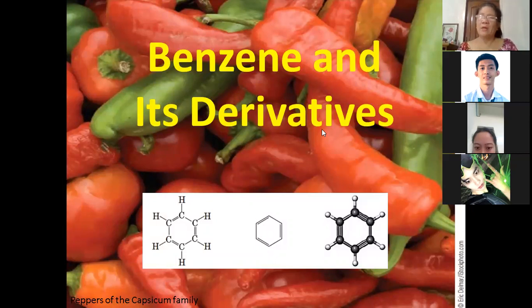By the way, benzene is the so-called ring with six sides. That is benzene. Way back before, we used benzene as one of the solvents in the laboratory for organic chemistry. But as time went on, it was discovered that benzene is carcinogenic.